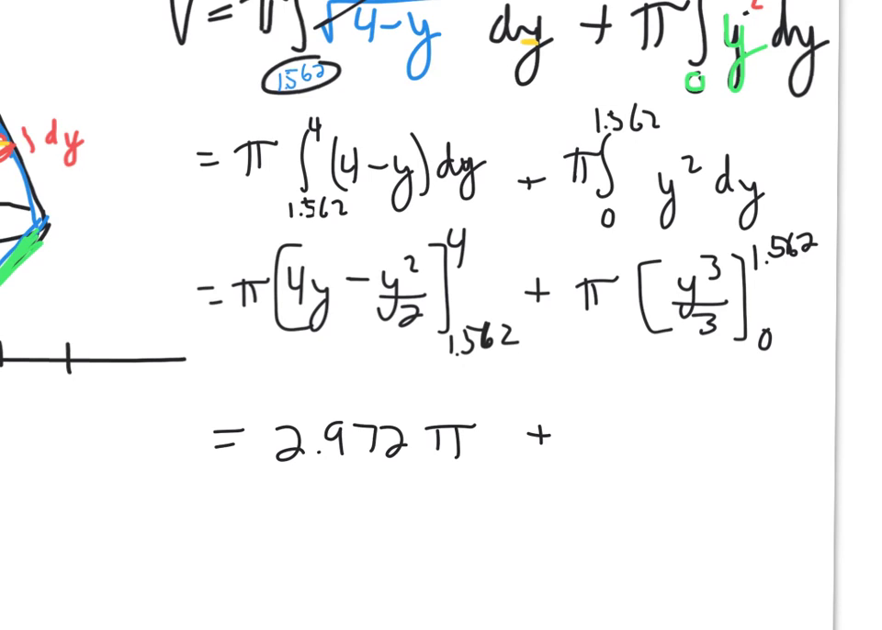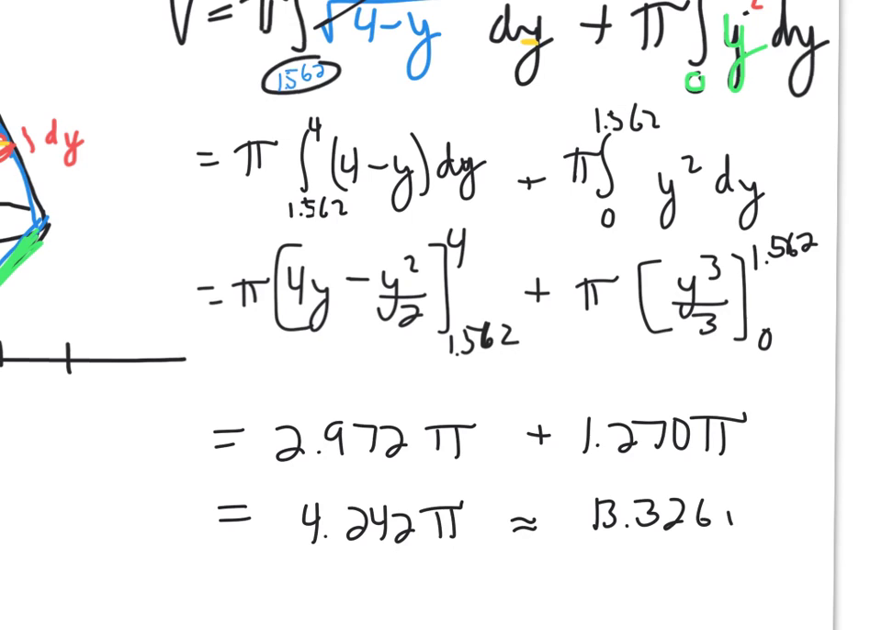And for the right-hand integral, I'm getting 1.270 pi, giving me altogether 4.242 pi. This is a rounded answer. So at this point, if you want to plug that all into your calculator, 13.326 units cubed is my approximation of the volume for that region.